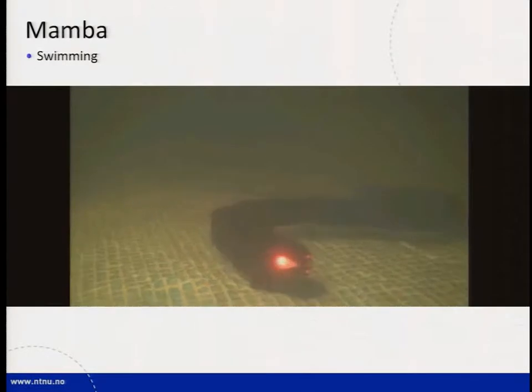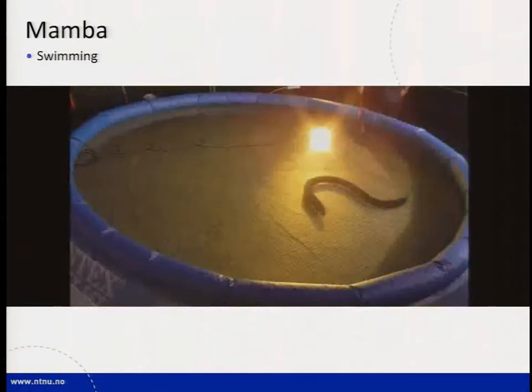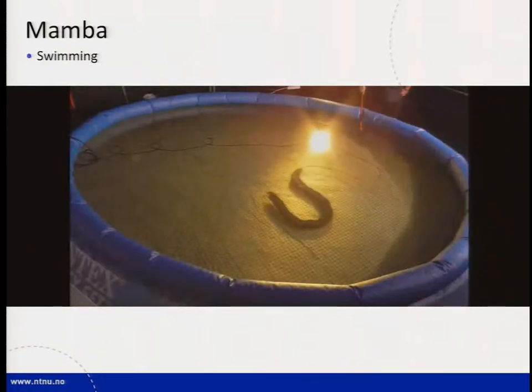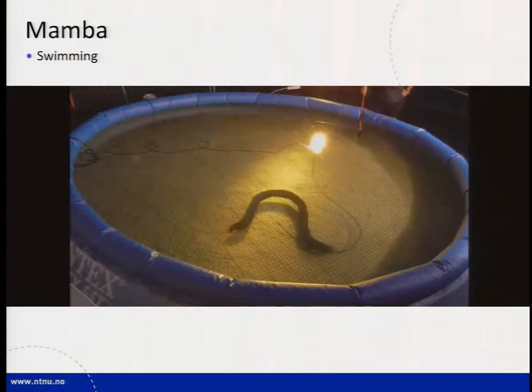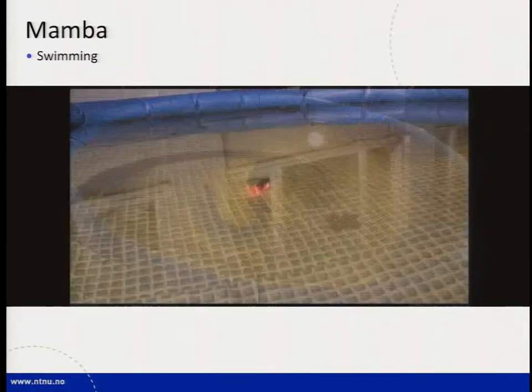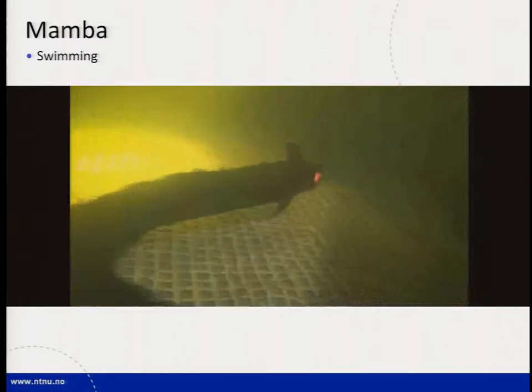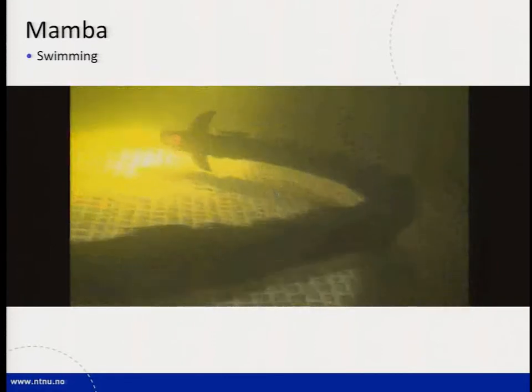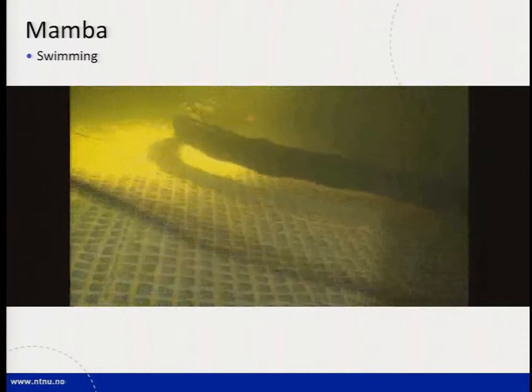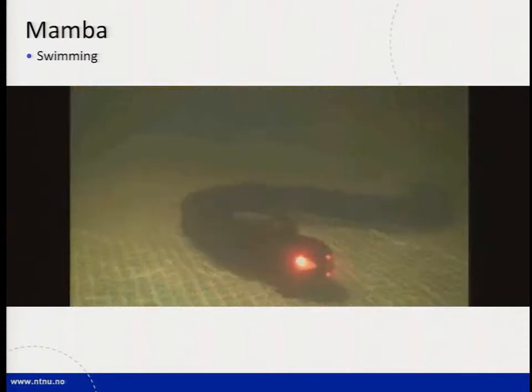We have also tested the swimming capabilities of this robot. Although each module of the robot is watertight, we have chosen to cover the robot with a protective skin to achieve an additional water barrier and also to reduce the drag forces along the body.